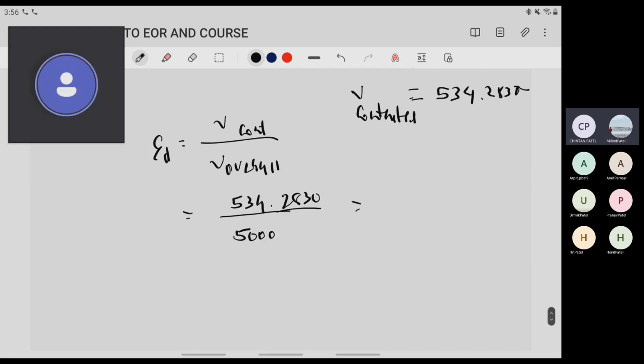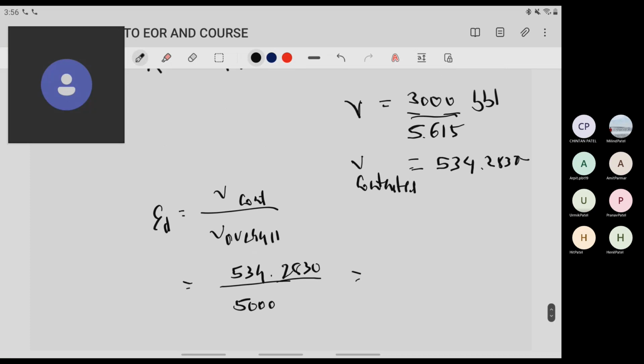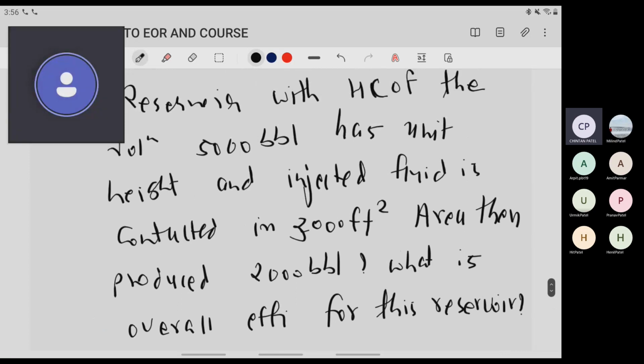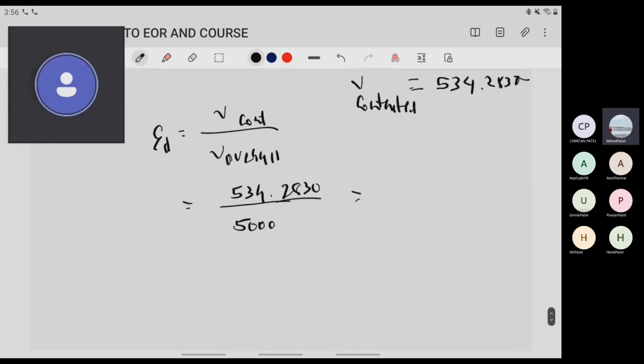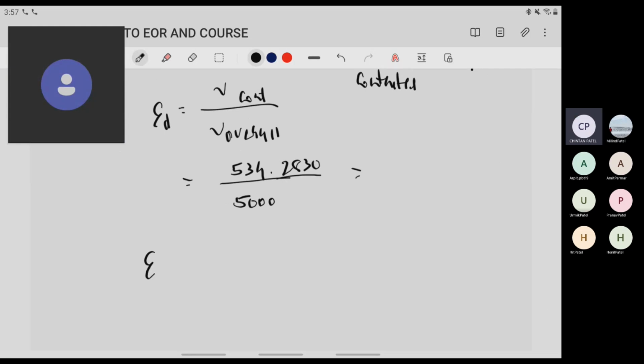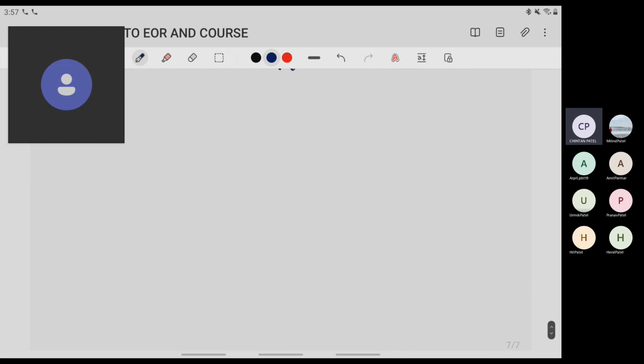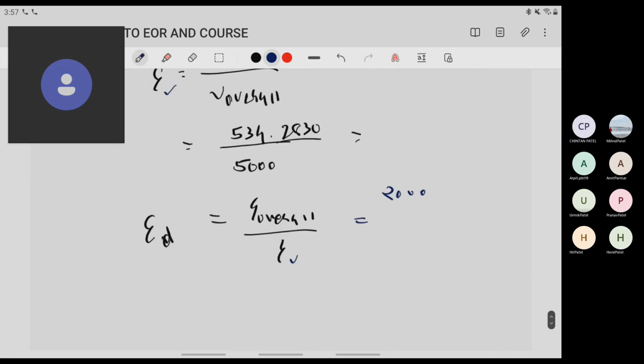So ED came out low. Yes, the contacted area will come out less, right? Overall, the contacted area will be less than the area. Yes, equal. Okay, and you can calculate that value easily by dividing overall by ED. Okay, this wasn't ED, it was EV. Correct. And you can calculate this as overall 2000 divided by 5000, and you can write this value here.